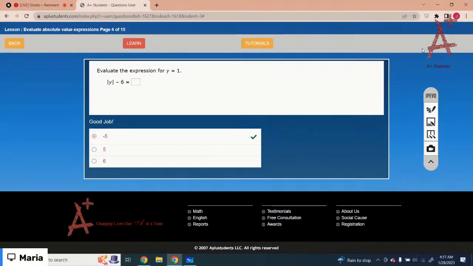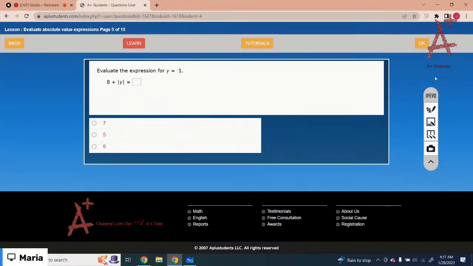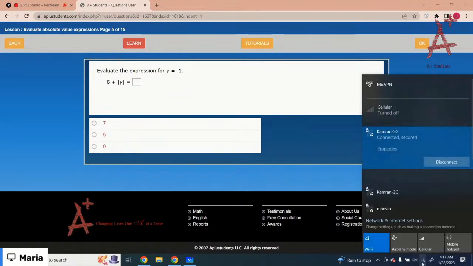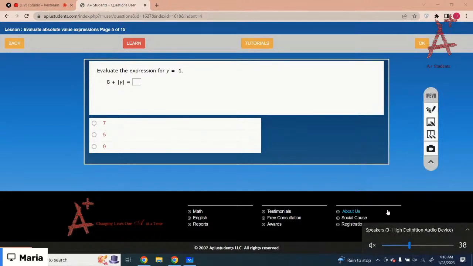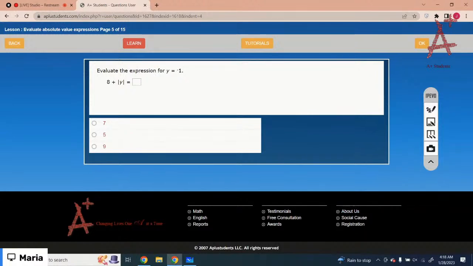Okay, the next one is evaluate the expression for y equals negative 1. So you just replace the y with the value. Y equals negative 1. Just replace the variable with the value. So here you have 8.